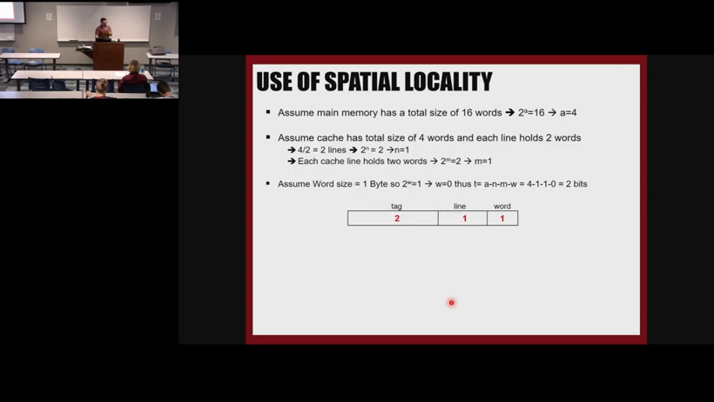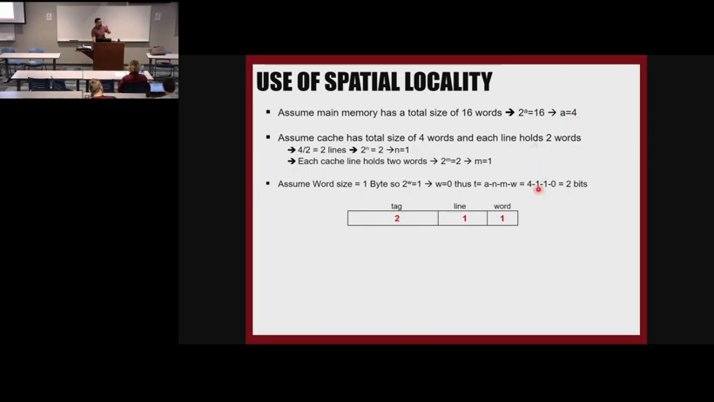Let's say we have a case with a main memory with a total size of 16 words. Every word is a byte, so the main memory size would be 16 bytes, and 2 to the A is equal to 16, so A is equal to 4.